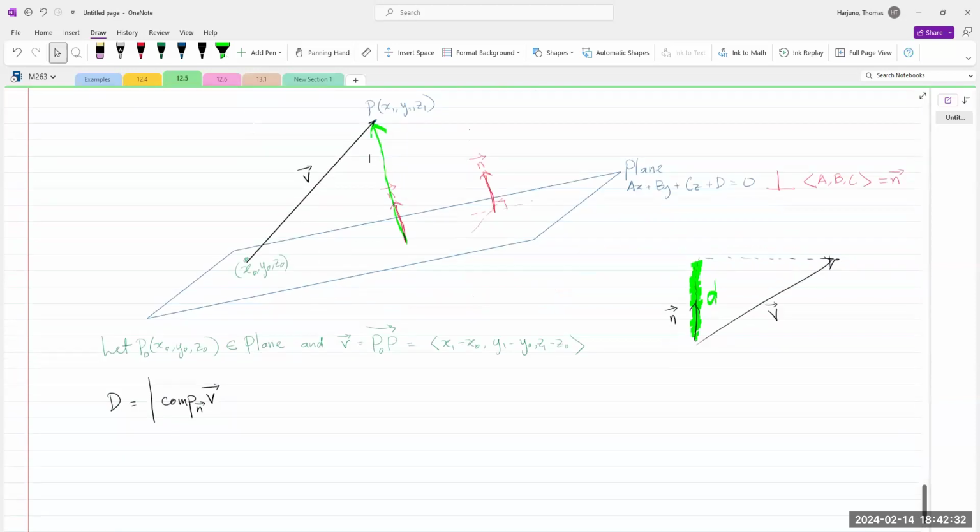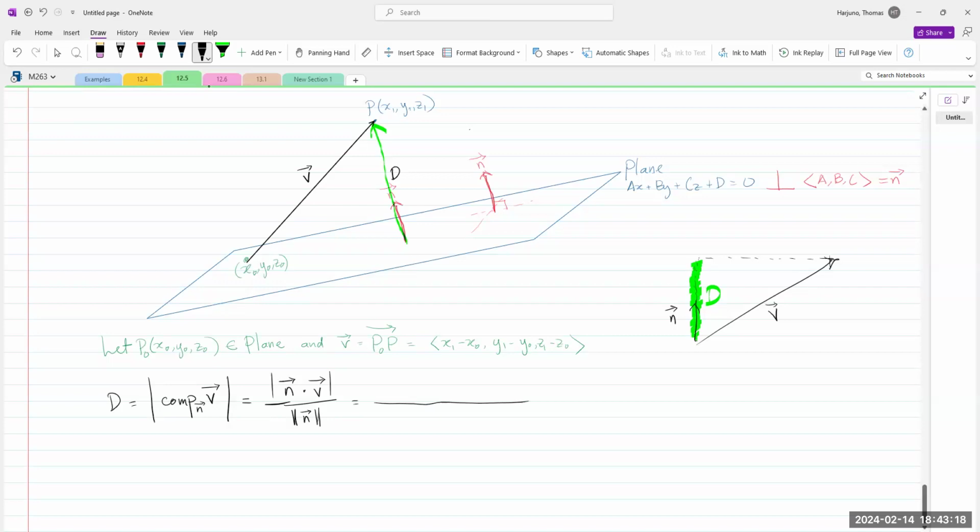Okay, so come back down here. The distance d that we are looking for is the absolute value of the component of v onto n. We use absolute value just to make sure that it doesn't become negative. That's the absolute value of n dot v over the magnitude of vector n. But the magnitude of vector n must be positive, so I just need the absolute value here.